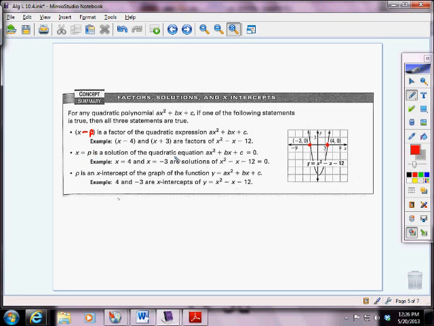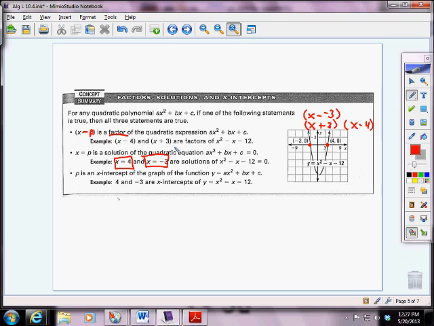x equals p is a solution. Well, okay, so we're talking about being a factor. If we know it hits the x-axis at negative 3 and 4, we can write it as x minus a negative 3, or keep change, x plus 3, and x minus 4. So we know those are factors. If we know it hits the x-axis at negative 3 and 4, then those are our solutions. x equals 4, x equals negative 3.